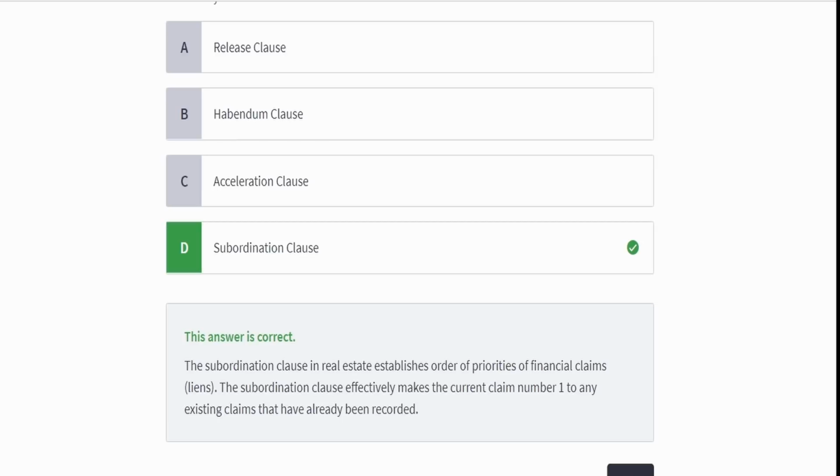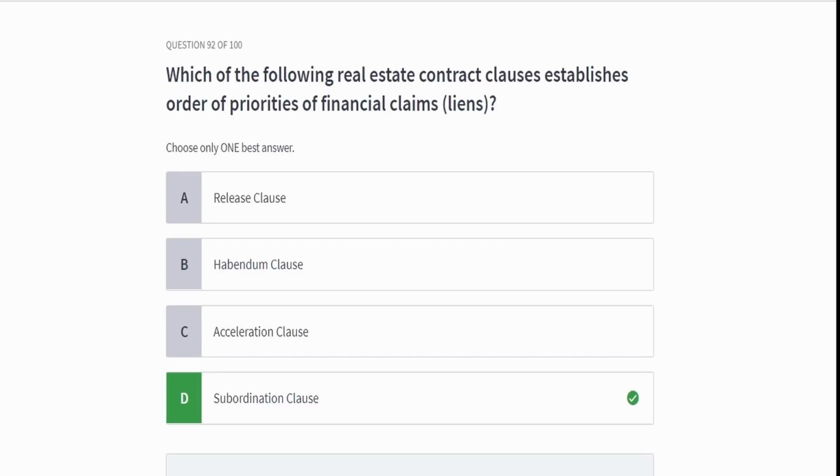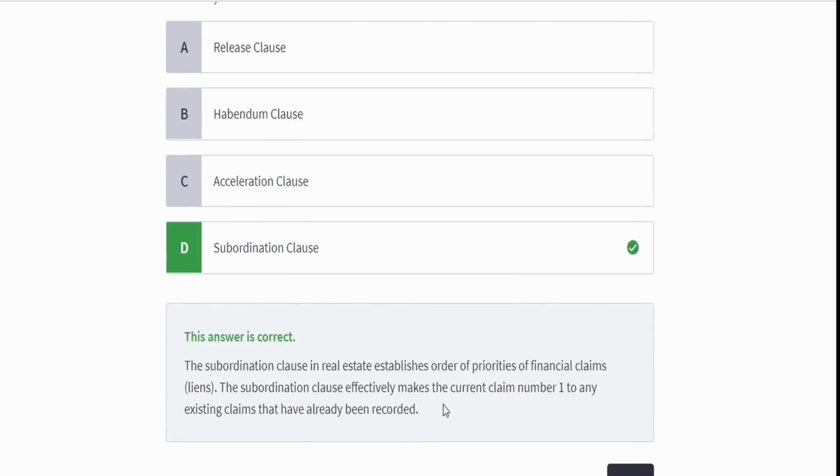So I won't explain too much about this, but it's just another one of those contract clauses that you need to be familiar with. You need to be familiar with how it works, how it's presented, who it protects. Remember earlier I went off on that tangent about does it protect the lender? Does it protect the borrower? Obviously, this would protect the lender or the current claim owner, because it's putting them at the number one claim. So just keep that in mind as we discuss questions like that.